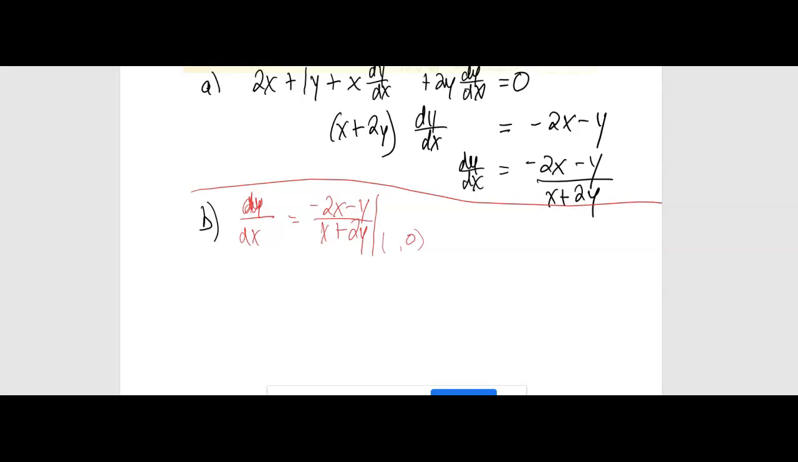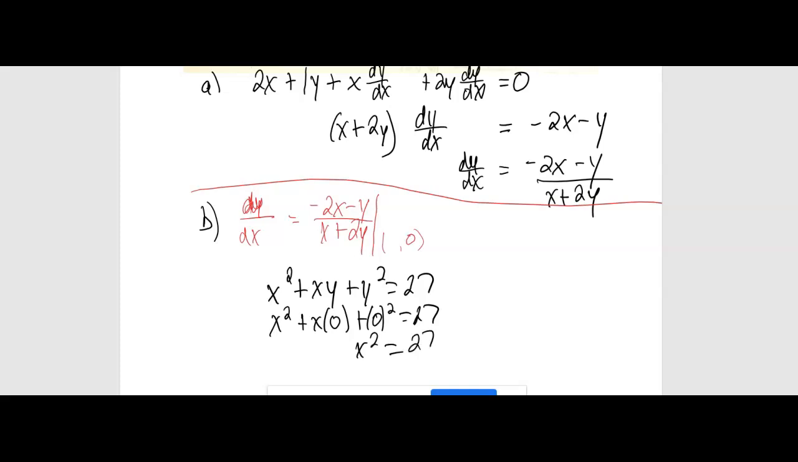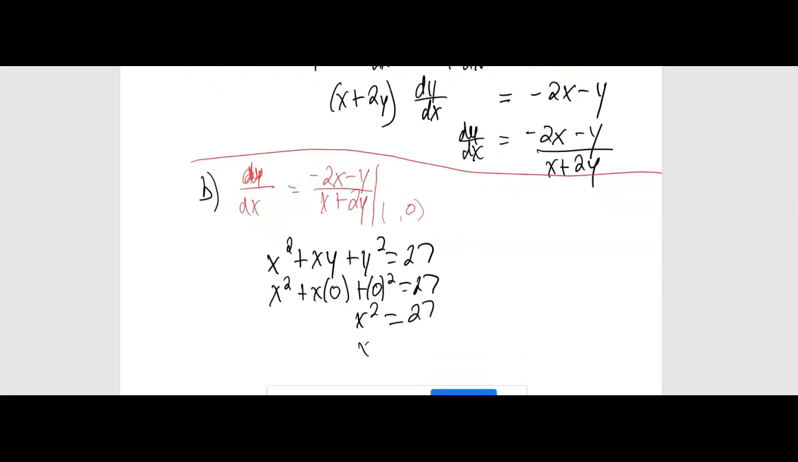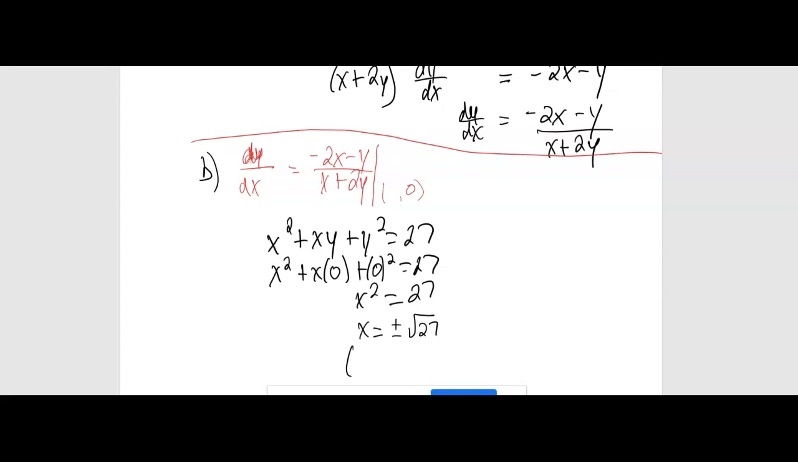So here's our original equation. We want to let our y's be 0. And then very quickly, we get two x-intercepts of a positive and a negative root 27. Now all we have to figure out is what the slopes are at these points, because it's really two different points. It's root 27 comma 0, and negative root 27 comma 0.